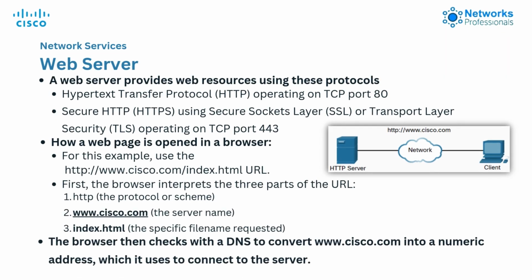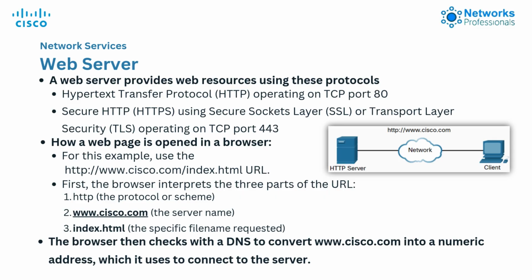Network services. Web server. A web server is a type of network service that delivers web content to users over the internet or a local network. It allows users to access websites, web applications, and other online resources using standard web protocols. Provides web resources using these protocols. HTTP, Hypertext Transfer Protocol. Operates on TCP port 80 and is used to request and transfer web pages in plain text. HTTPS, Secure HTTP. Uses SSL, Secure Sockets Layer, or TLS, Transport Layer Security, for encryption and operates on TCP port 443 to ensure secure data transmission.